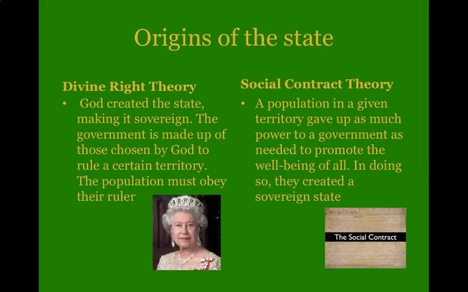The social contract theory just says that a population in this particular territory is willing to give up some of their power to the government to promote the well-being of everyone. And so then we create this sovereign state. Obviously, we can't all do exactly what we want. We talk about all the freedoms that we have here in the United States, but there still are a lot of things that we cannot do. We have agreed, if we're going to live here in this society, to give up some things for the betterment of everyone. And we'll talk about that later.